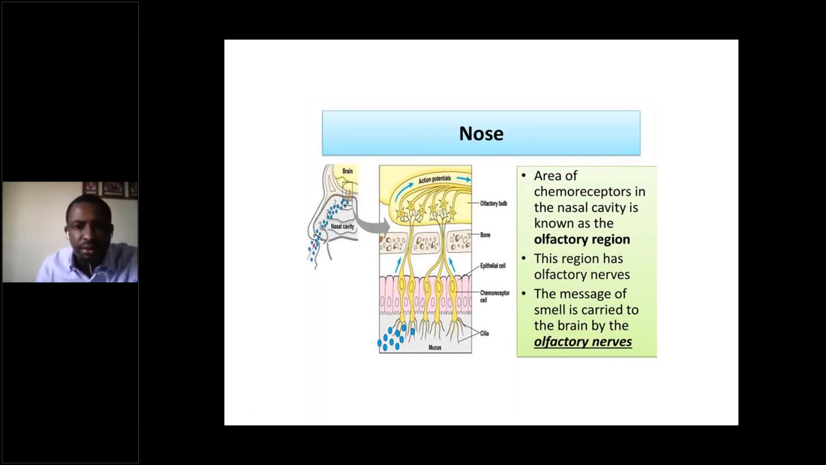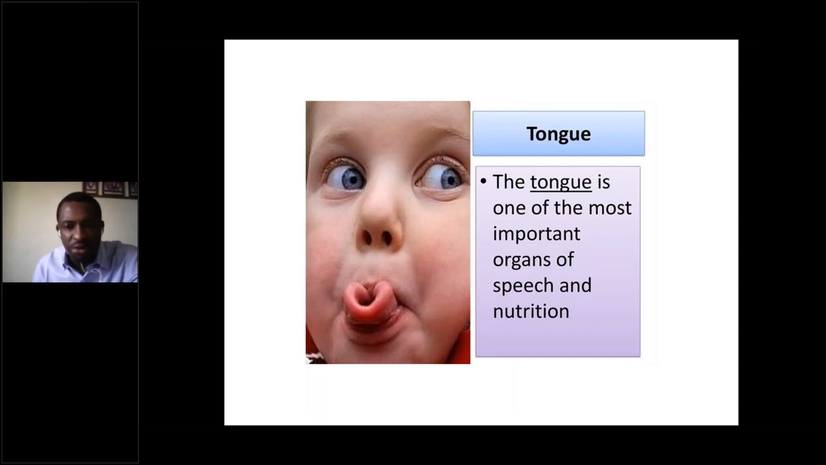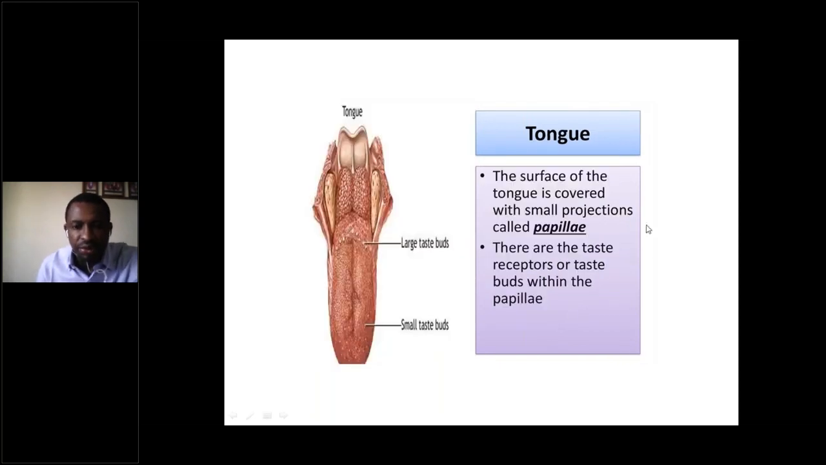So we look at the tongue briefly. The tongue is one of the most important organs of speech and nutrition. Two things the tongue helps us do: speech, communication, discussion, interaction, then nutrition, eating. So you look at the surface of the tongue, you see it's rough.